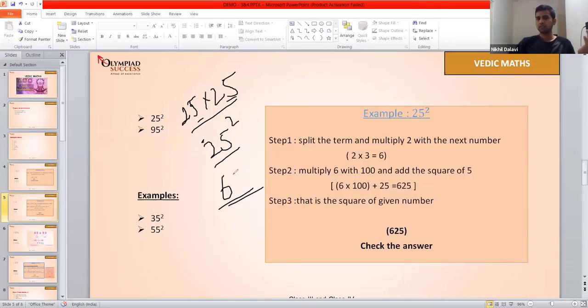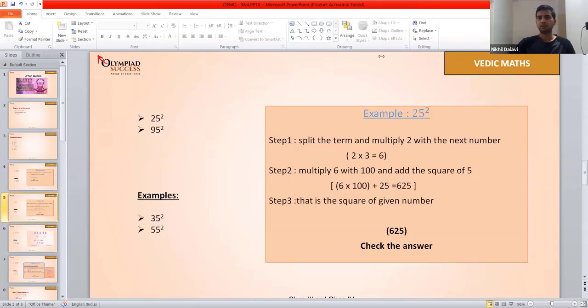After that, we find the square of 5. Square of 5 is nothing but 5 multiplied by 5. How much is 5 times 5 in the 5 table? Great. 5 times 5 is 25. So we write 25 here. So the answer of 25 squared is 625. Getting it?